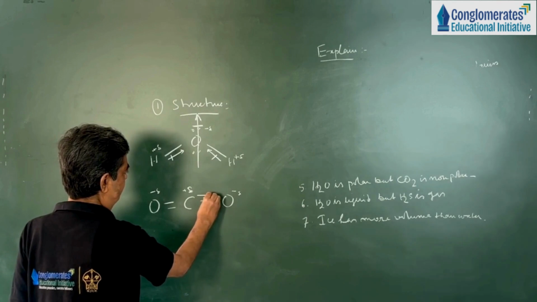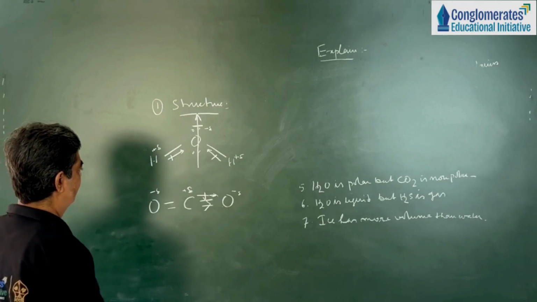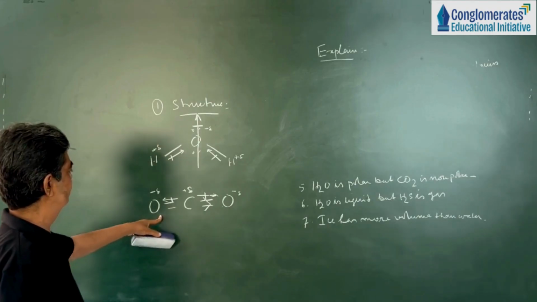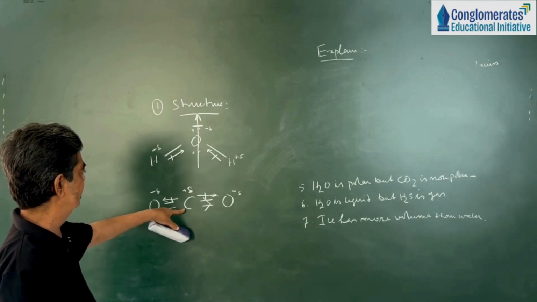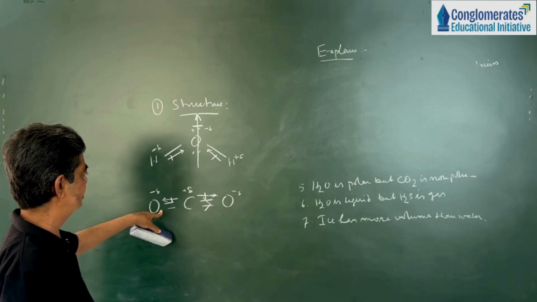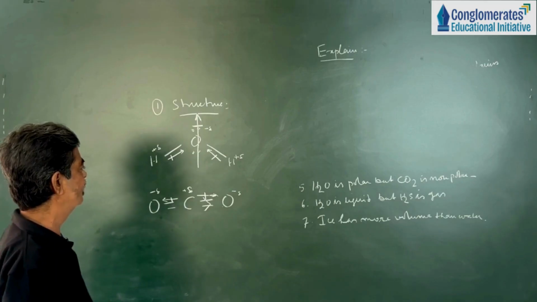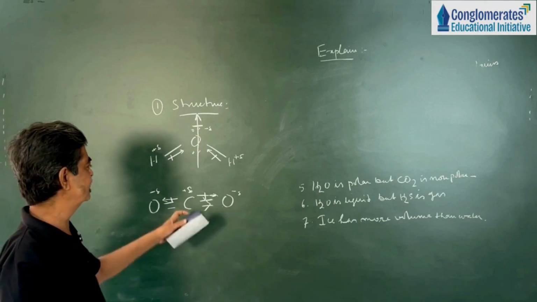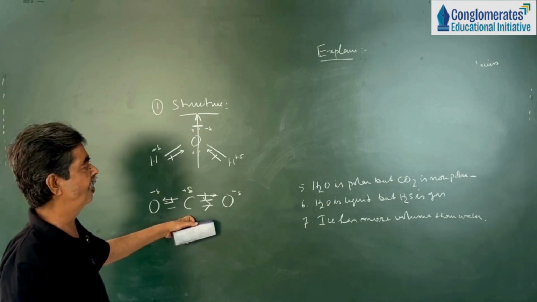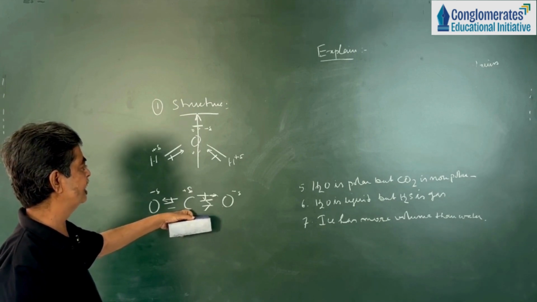So it will be towards oxygen. Similarly, here also we find the same phenomenon, because oxygen is more electronegative than carbon, so it will attract the bonding electrons towards its nucleus. And since the molecule is linear, the resultant dipole moment will be 0. The resultant dipole moment will be 0, so the molecule is non-polar, or it has no dipole moment, because of its linear structure.